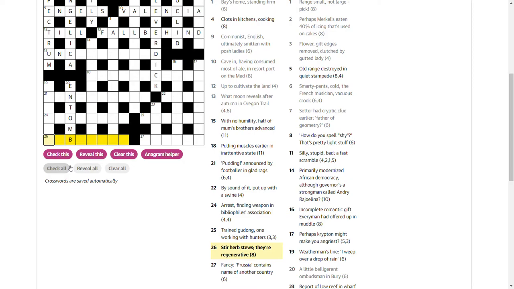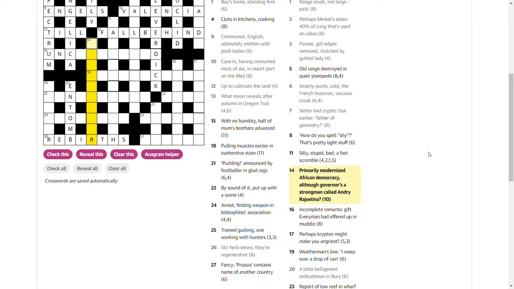Stir herb stews, they're regenerative. That's definitely an anagram of stir herb, isn't it? Yes. Rebirths? No, I don't know. R-E-B-I. I think that sounds good to me. I suppose rebirths are regenerative. By definition, pretty much.